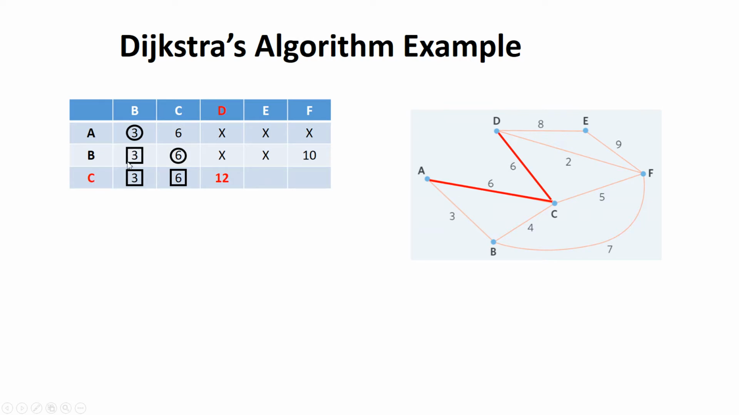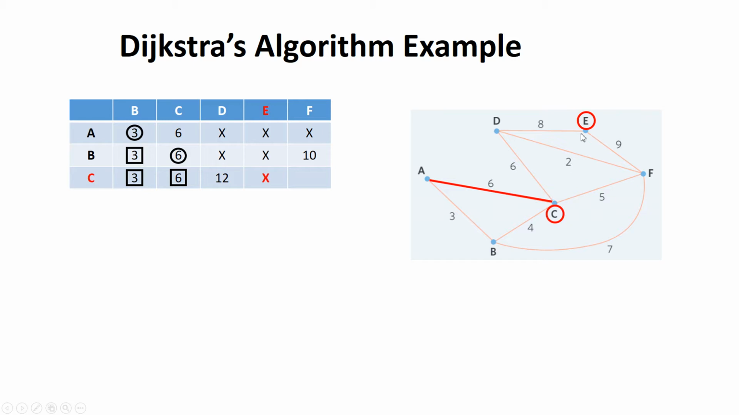The squared value remains, of 3. We put a square around what was circled in the previous row, so that is locked in. Meaning from A to B, the shortest distance is 3, and from A to C, the shortest distance is 6. Now, from C to D. C to D is 6. However, I've already taken 6 to get from A to C. The shortest distance from A to C is 6, plus another 6 gives me a total of 12.